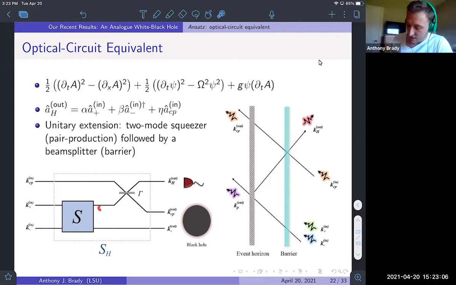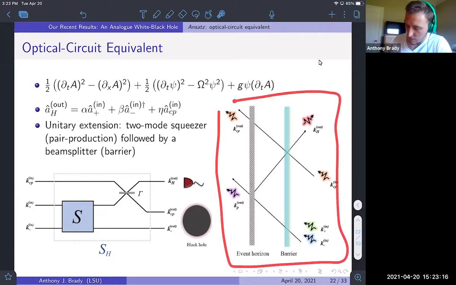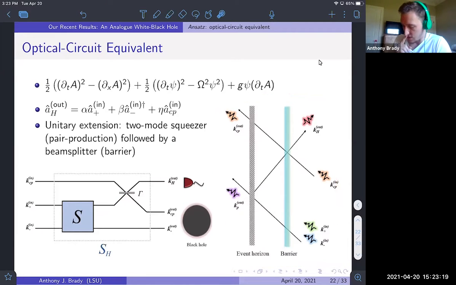Okay, and so this is the full scattering picture, and we actually include gray body effects here, which is really just a beam splitter. And this is nice because it gives us an equivalent picture to the intuitive picture that one might think of, of modes traveling inwards, pairs being created. As the Hawking radiation goes outward, it meets a barrier and either scatters back into the black hole or comes out to infinity.